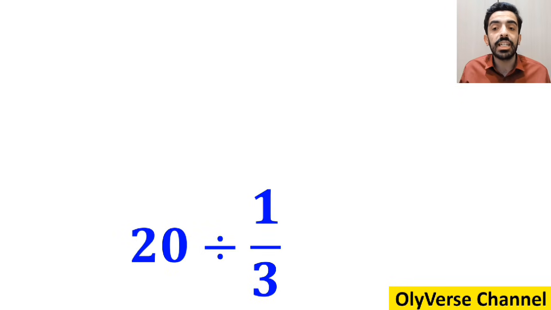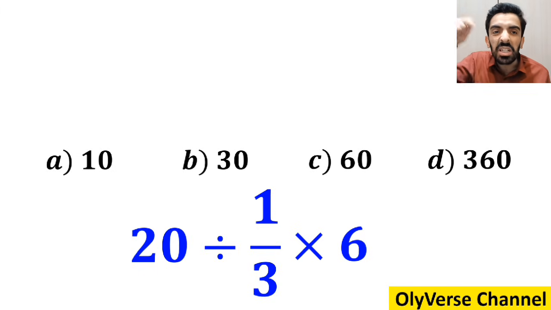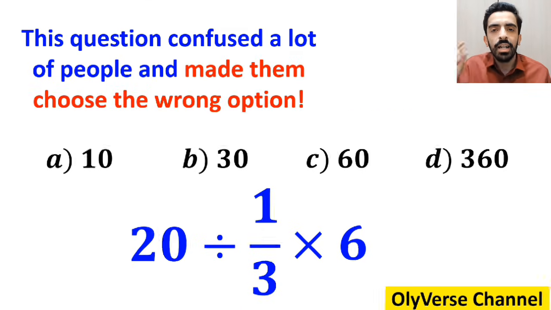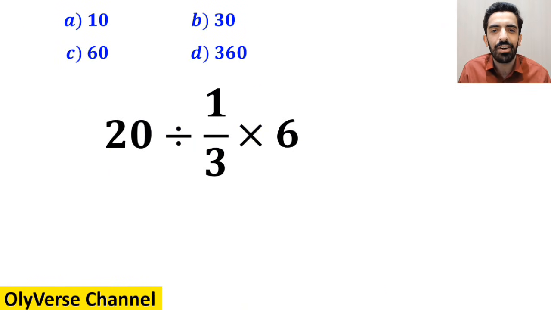What is the value of the expression 20 divided by 1 over 3 multiplied by 6? Which option do you think is the correct answer to this question? This question confused a lot of people and made them choose the wrong option. Let's take a closer look and solve it together.